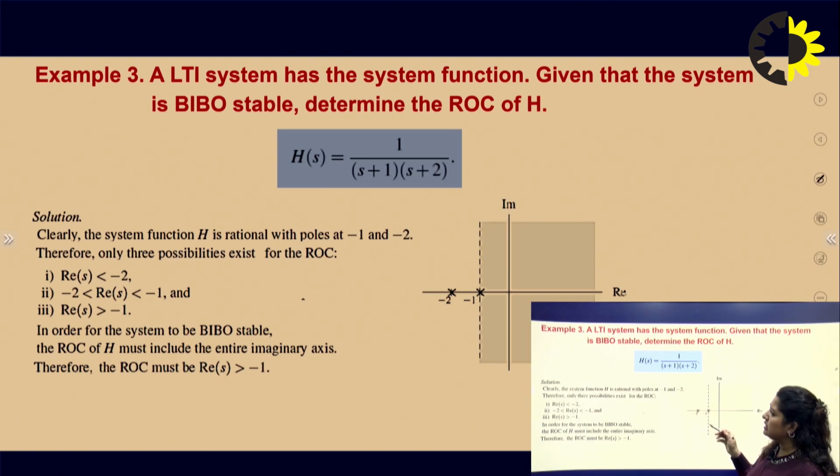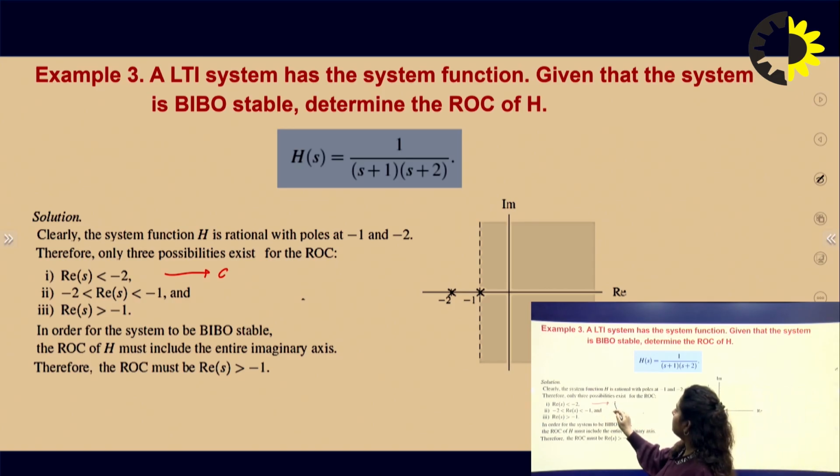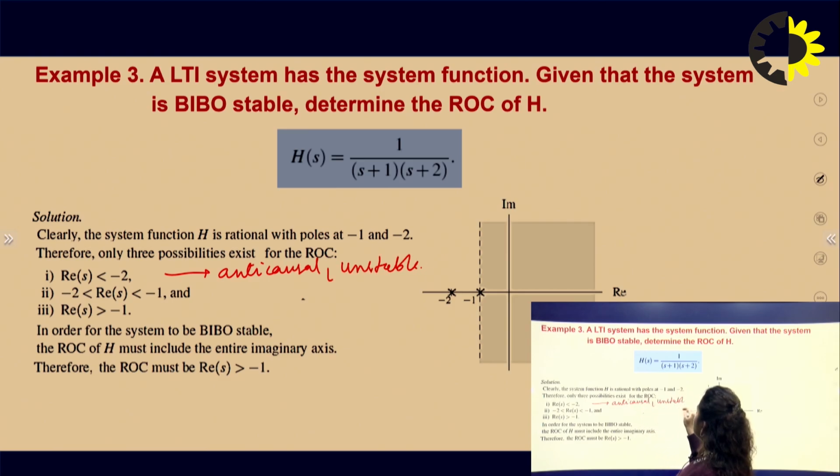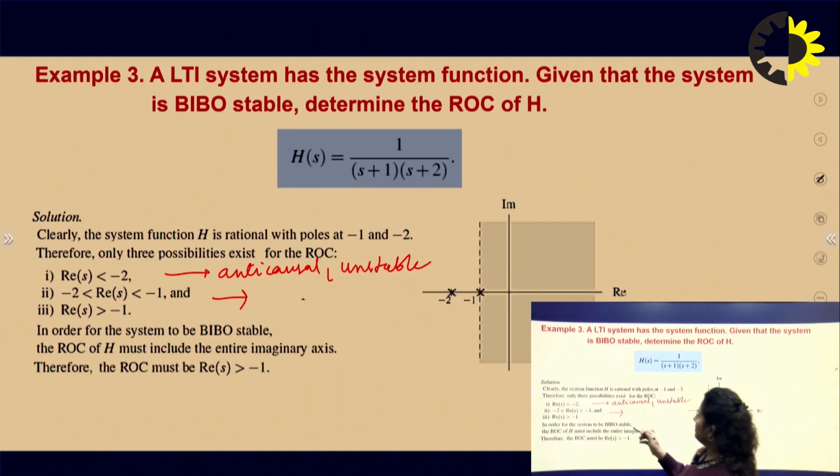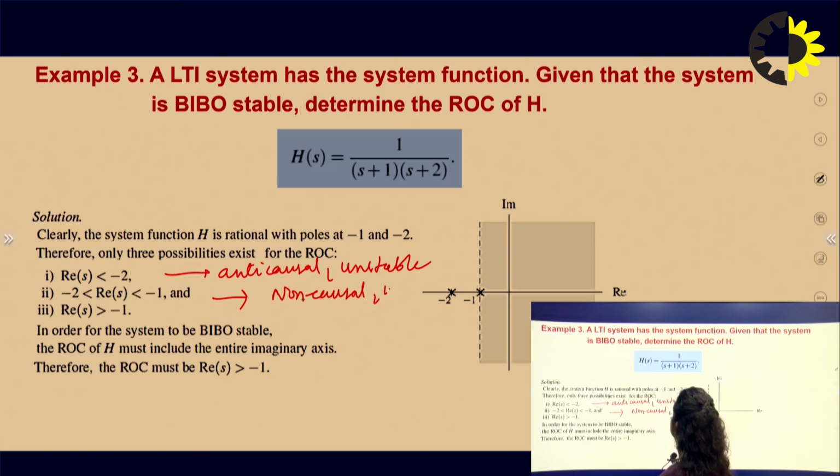which is not a possible ROC, because real of s less than minus 2 is a possible ROC, but it is anti-causal and also unstable. So, this part is anti-causal and unstable because it does not include the j omega axis and also not on the right half plane. Real of s greater than minus 2 and less than minus 1. So, in this case, the second case is non-causal and unstable. And the third case, real of s greater than minus 1, this is causal and stable because it includes the j omega axis also.